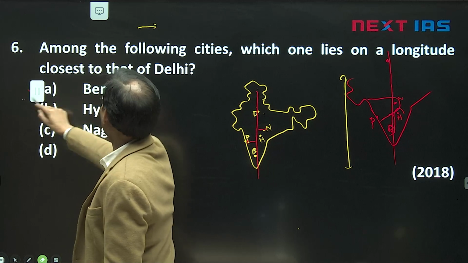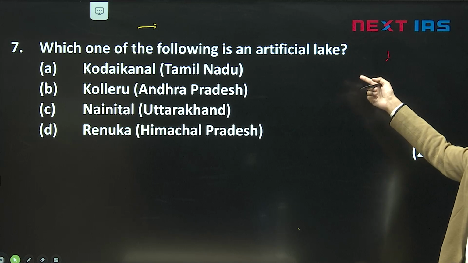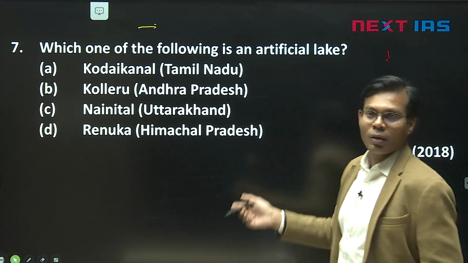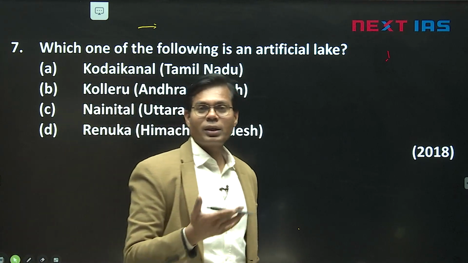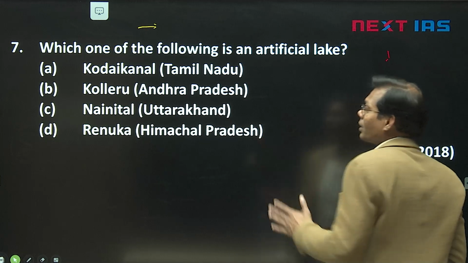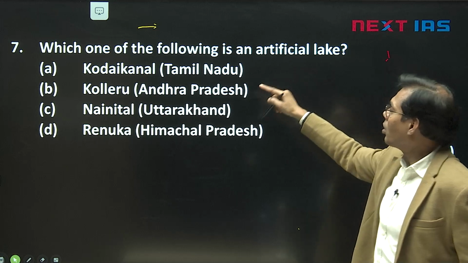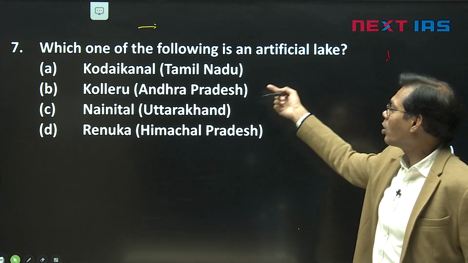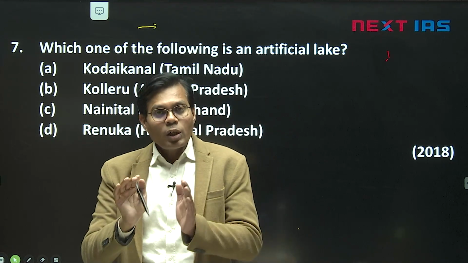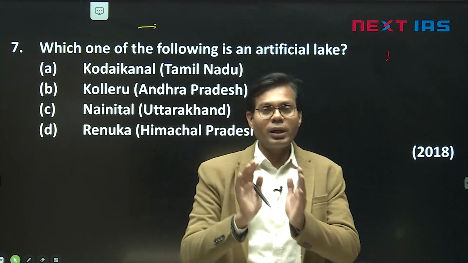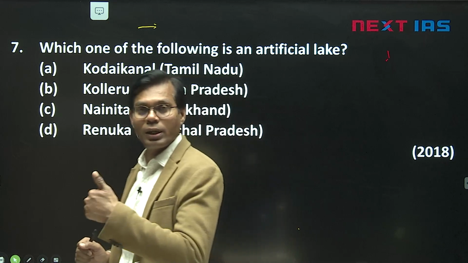And next, if we focus here, the next question: which one of the following is an artificial lake? Again, they ask a question on lakes. Earlier it was a saline lake, the Didwana lake, and now again a question on lakes. Check the options here: Kodaikanal, Koleru, could it be an artificial lake, or Nainital, or Renuka Tal in Himachal Pradesh. Water bodies are important: river, lake, saline water lake, freshwater lake, man-made lake or natural lake.